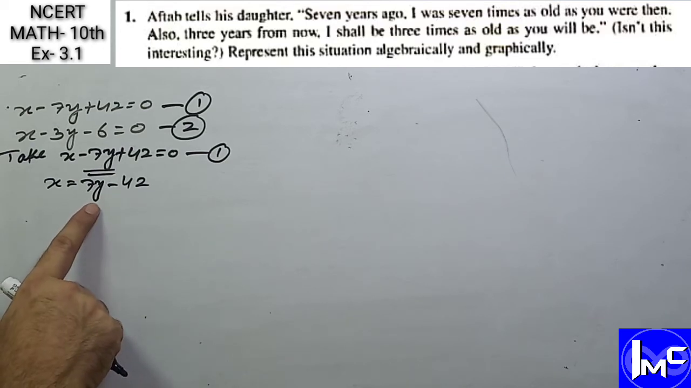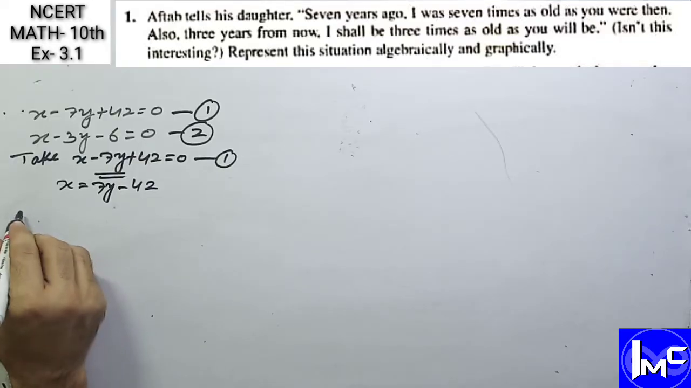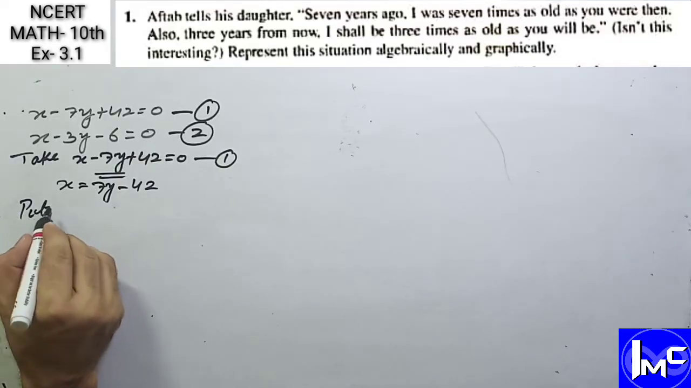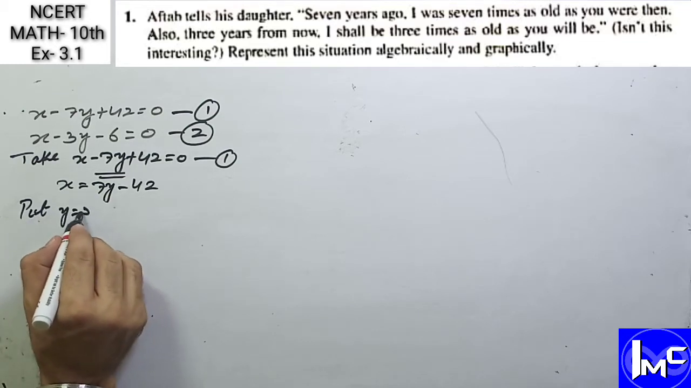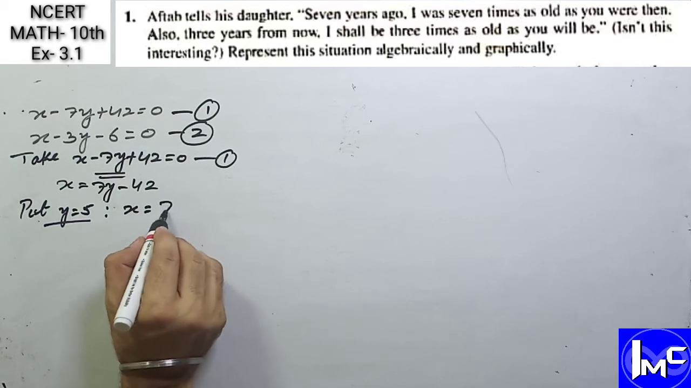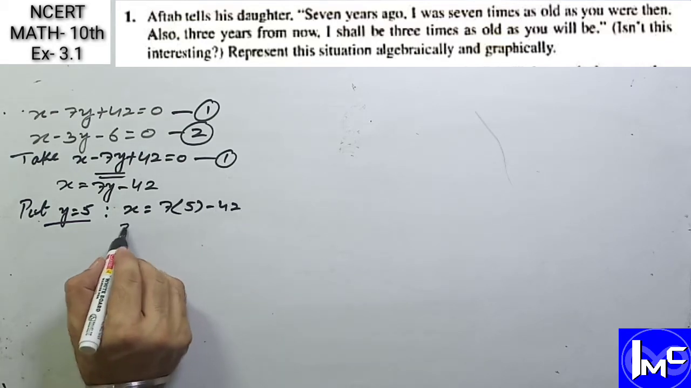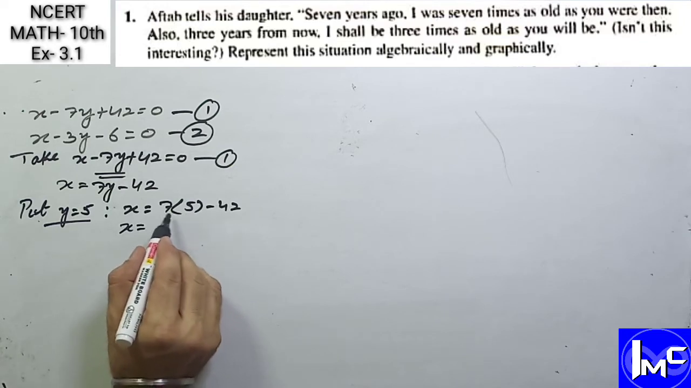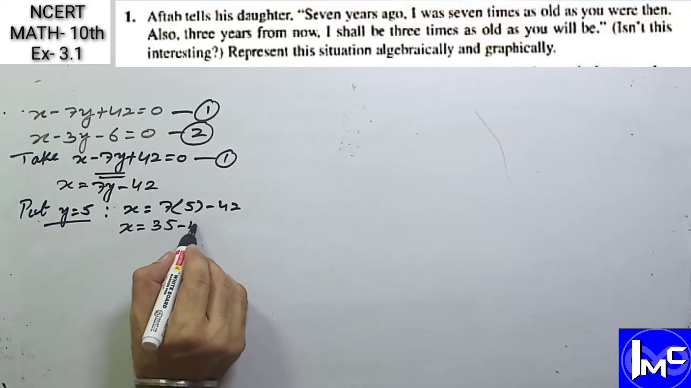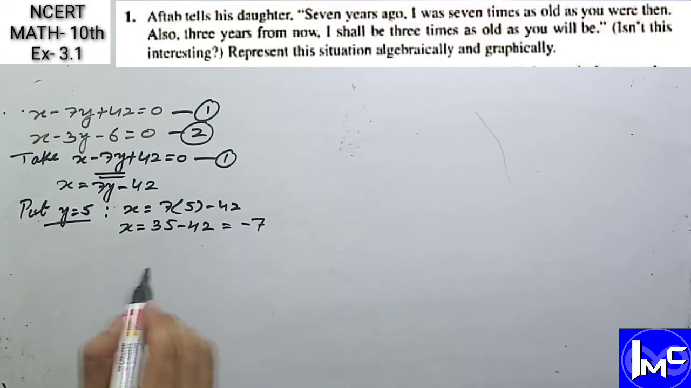Now we shall put the values of y to get the values of x. Let us say I put y is equal to 5. I will get x is equal to 7 into 5 minus 42. X will be 7 5s are 35 minus 42, and it will be minus 7.